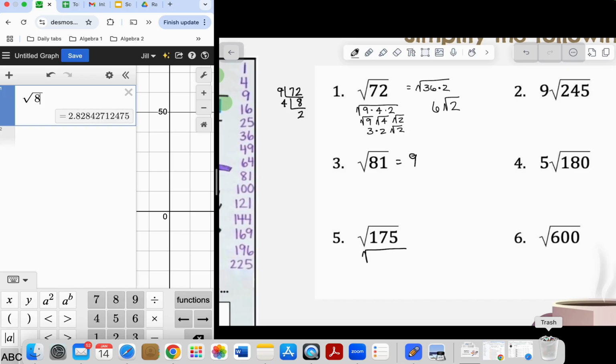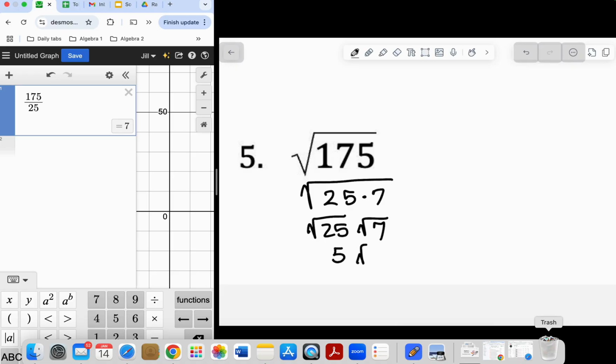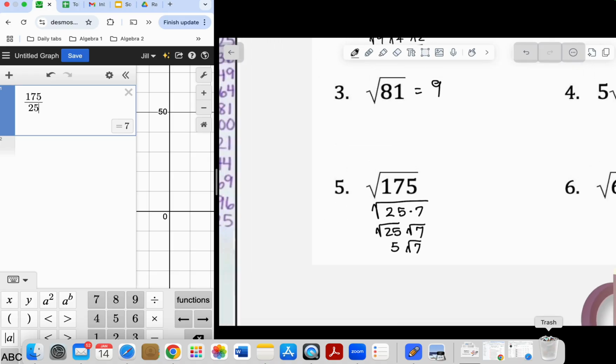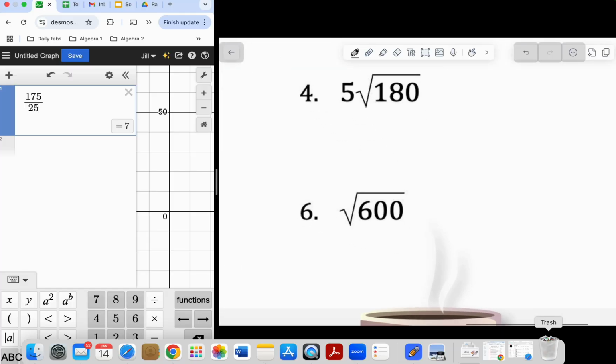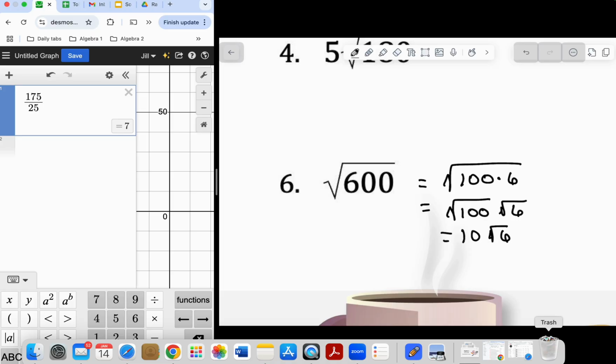Square root of 175. I know that 175 is divisible by 25, so I'm going to rewrite it as 25 times 7. Then I break it apart into 2 separate radicals, the square root of 25 times the square root of 7, which becomes 5 times the square root of 7. Moving on, I guess we're going to go to 600 next. So the square root of 600 I can write as the square root of 100 times 6, and then the square root of 100 is 10, so that becomes 10 times the square root of 6.